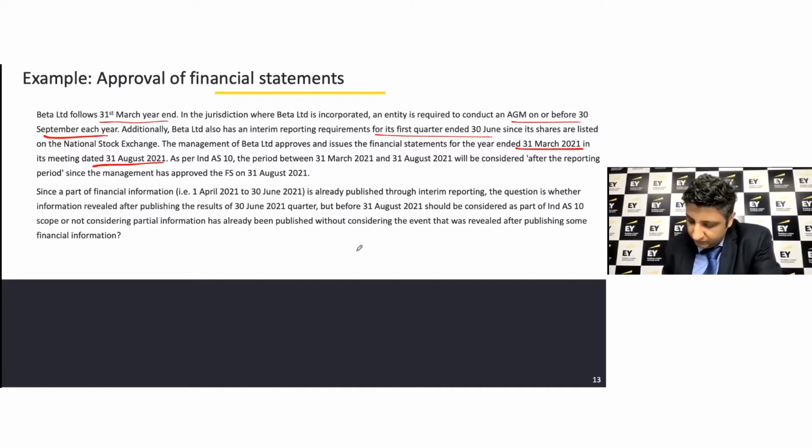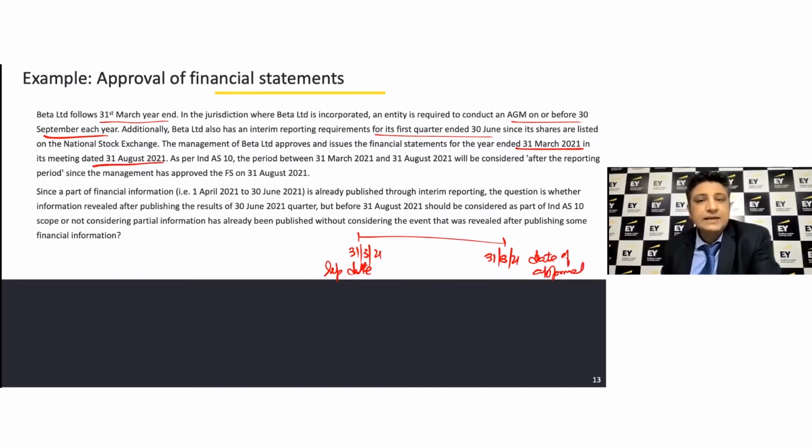So we are talking about, of course, 31st of March 21, and we are talking about 31st of August 21. 31st of March is my reporting date, the relevant accounting period of the reporting period. And 31st of August is going to be my date of approval, right? It says that as per Ind AS, the period between 31st of March and 31st of August will be considered after the reporting period, since the management approved. So it's a given information for us, okay?